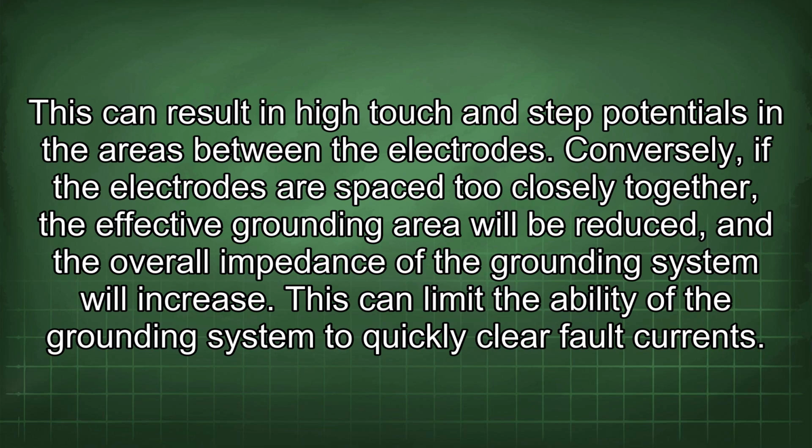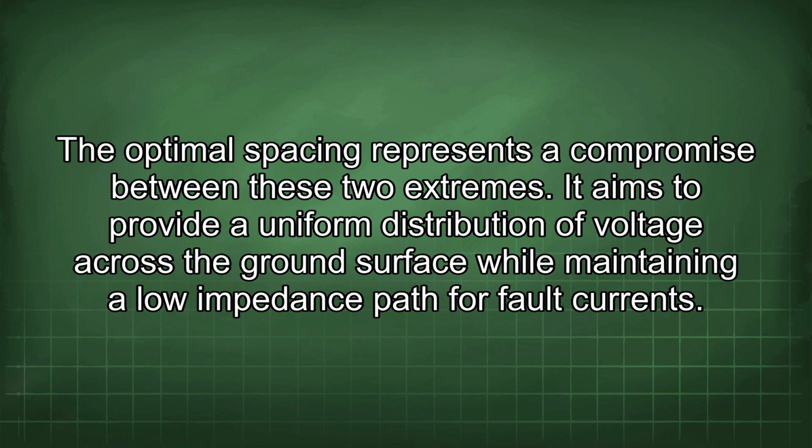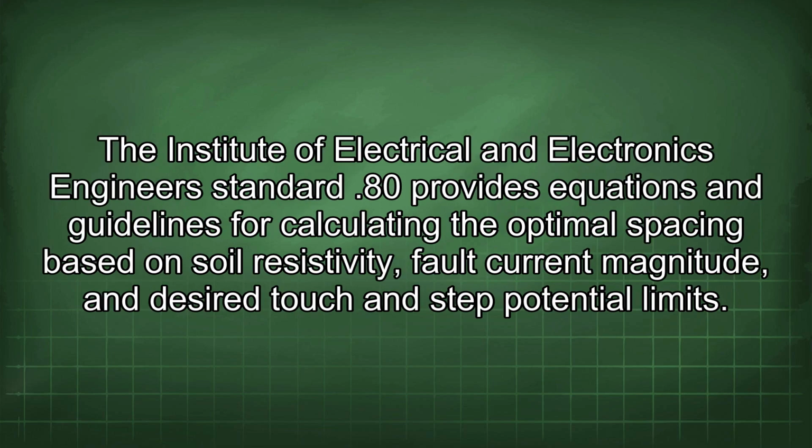This can limit the ability of the grounding system to quickly clear fault currents. The optimal spacing represents a compromise between these two extremes. It aims to provide a uniform distribution of voltage across the ground surface while maintaining a low impedance path for fault currents. The Institute of Electrical and Electronics Engineers Standard 80 provides equations and guidelines for calculating the optimal spacing based on soil resistivity, fault current magnitude, and desired touch and step potential limits.